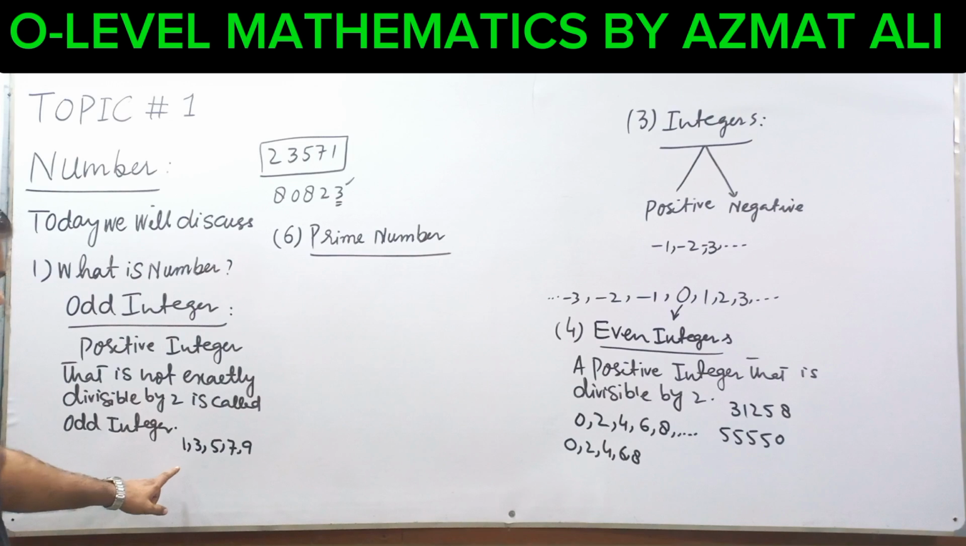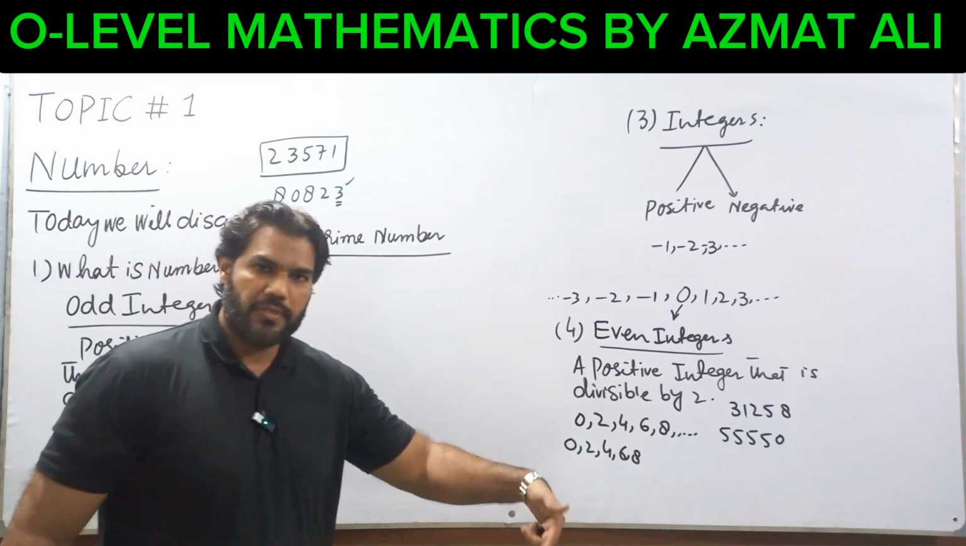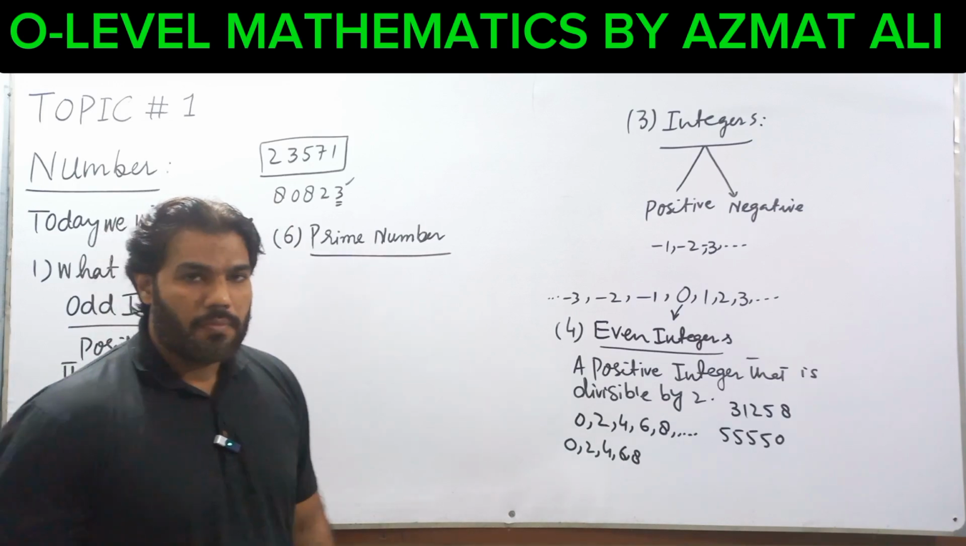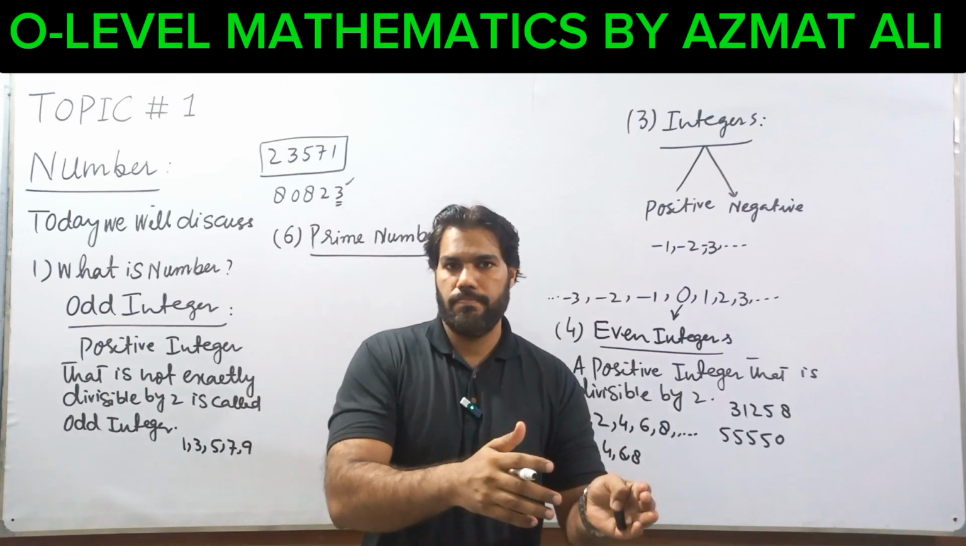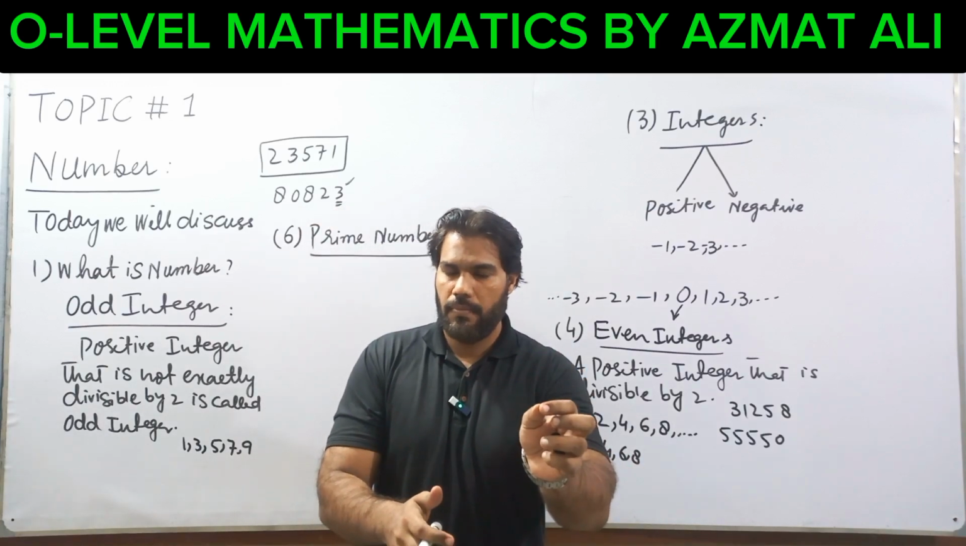So the starting odd numbers are 1, 3, 5, 7, 9, 11, 13, 15, 17 and so on. Prime number. How can we define a prime number? A prime number is also a positive integer. It is also a natural number.